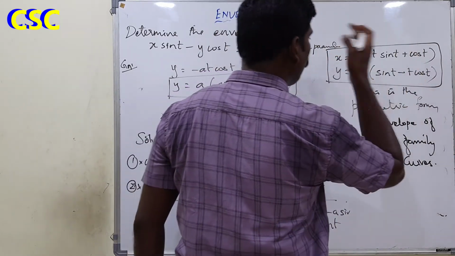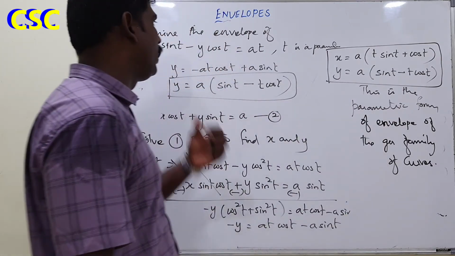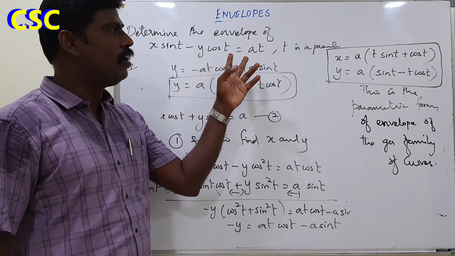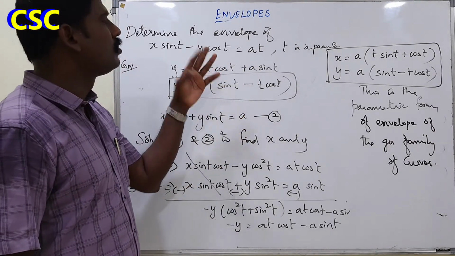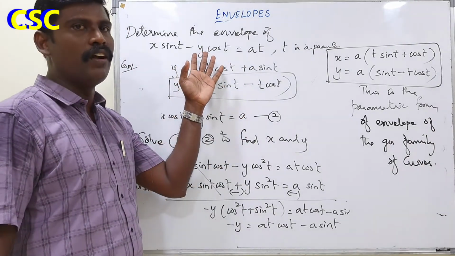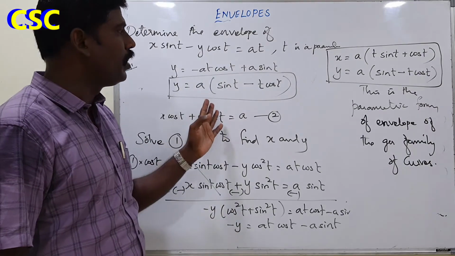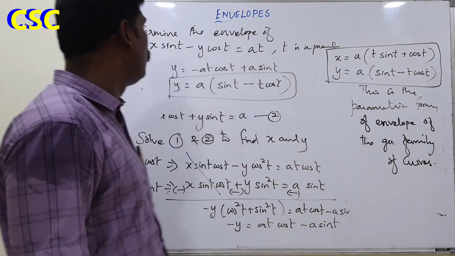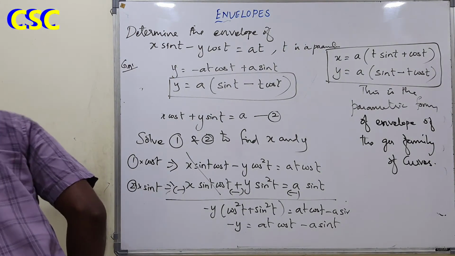X equal to x of t and y equal to y of t. Right? That's all. So suppose we can't eliminate the alpha between 1 and 2, we are going to solve the equations involving x and y, and find the value of x and y in terms of the given parameter. That parameter is called the envelope of the given family of curves. Okay, that's all.